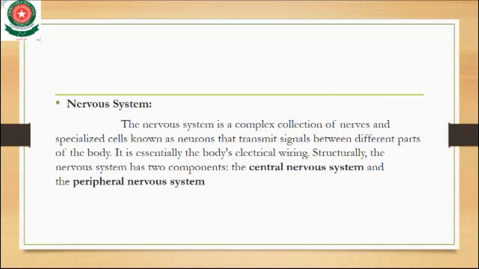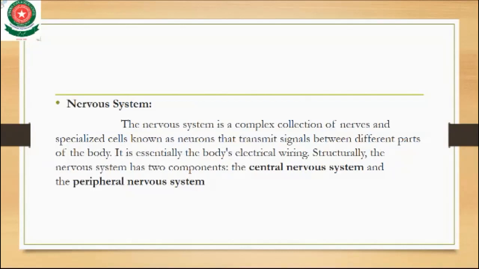The nervous system is a complex collection of nerves and specialized cells known as neurons that transmit signals between different parts of the body. The main function of the neurons is that they can transmit signals between the different parts of the body. It is also essentially the body's electrical wiring.